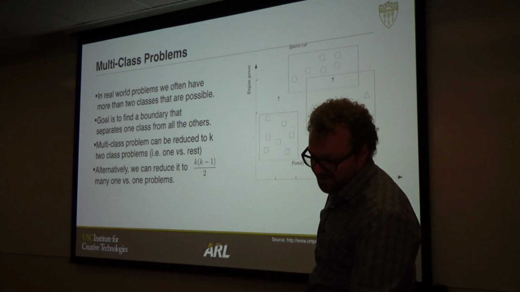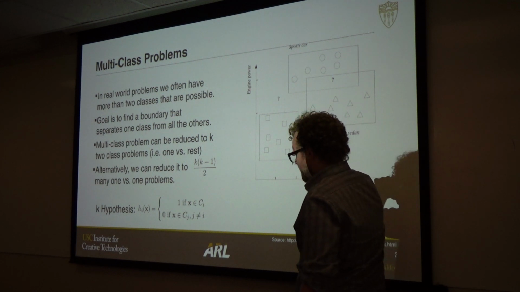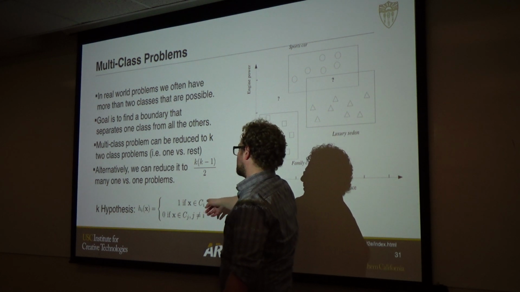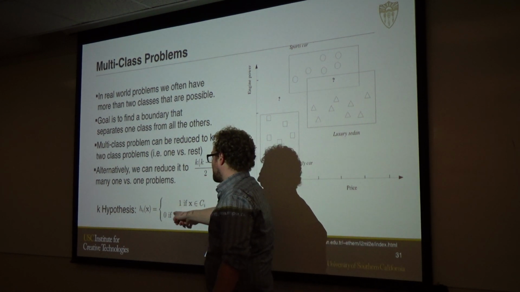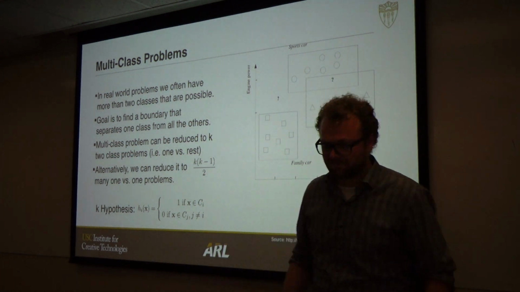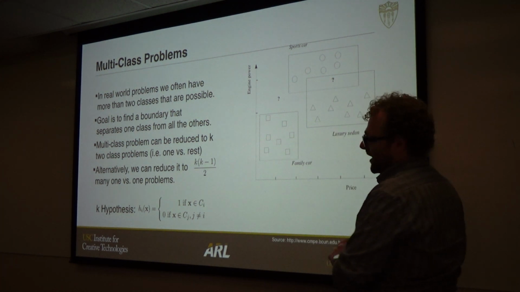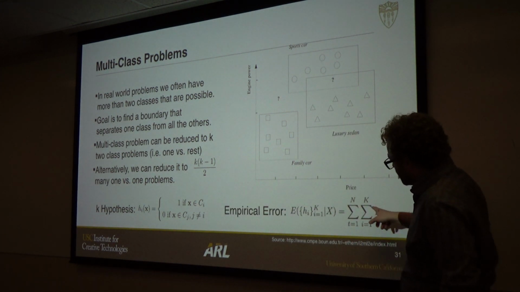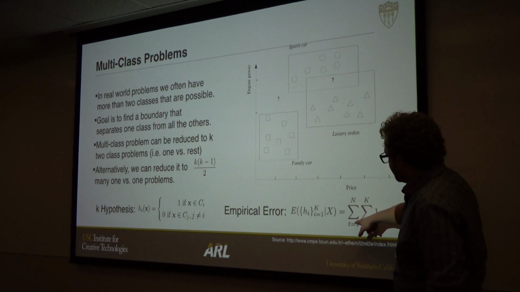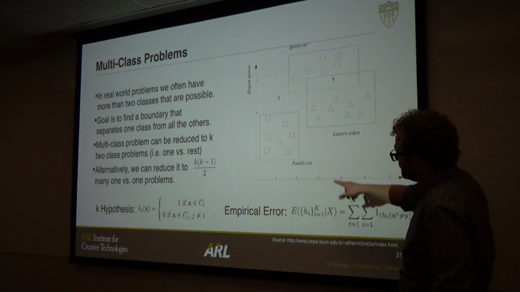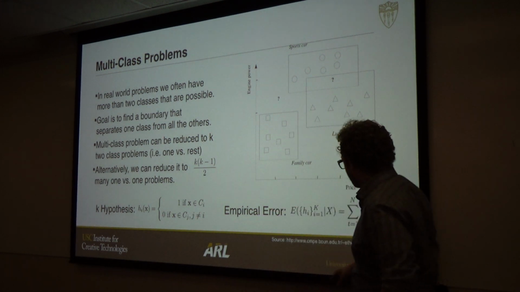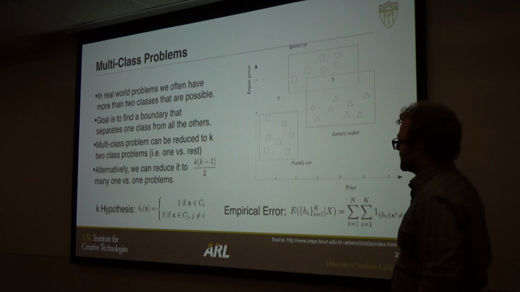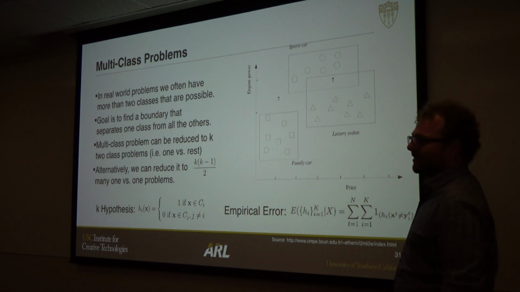And our hypotheses will look a little different. We have k hypotheses now. h_i(x) is 1 if x is an element of C_i and 0 if it's not. And then our empirical error looks a little bit different as well. Now we sum up over all the data points and all the classes, or all the k two-class problems, how many times we make an error, okay? So that's just a little change to what's going on. Okay, questions to this?